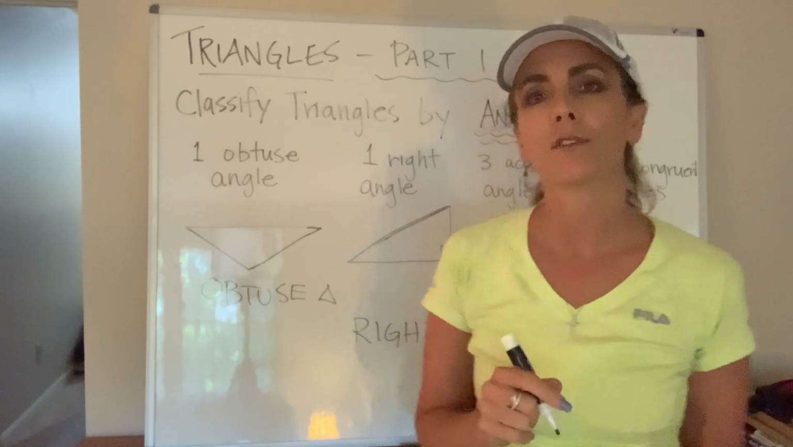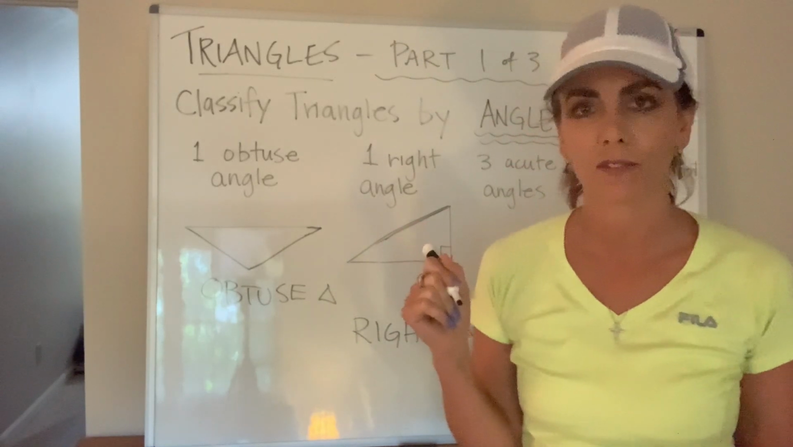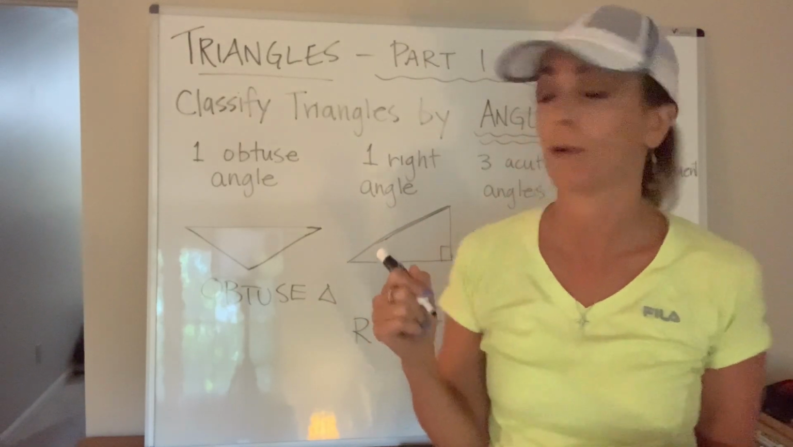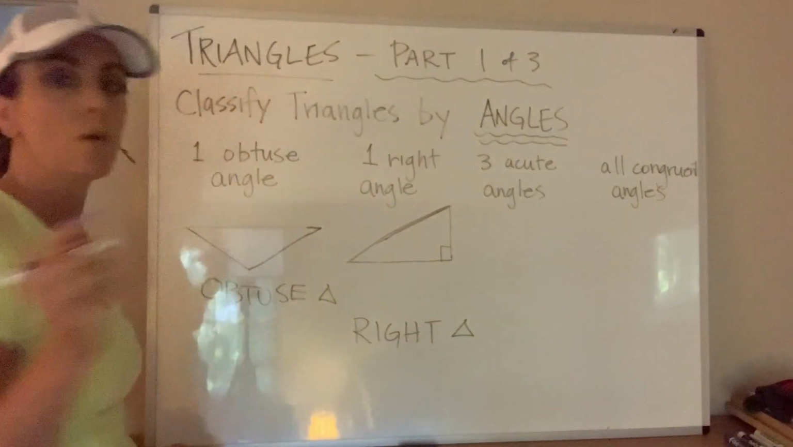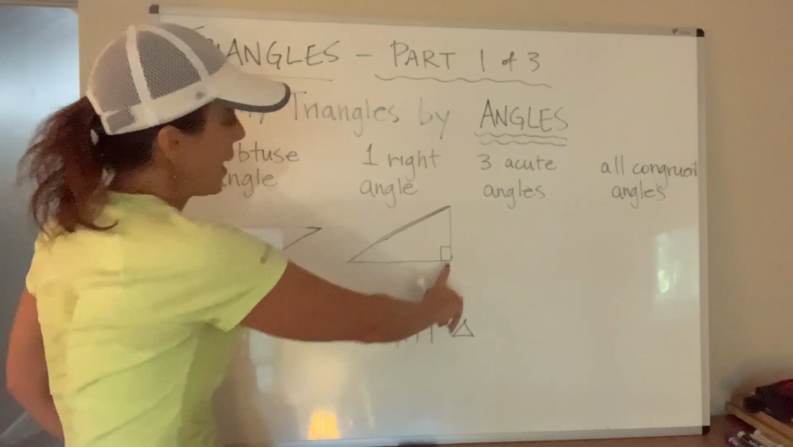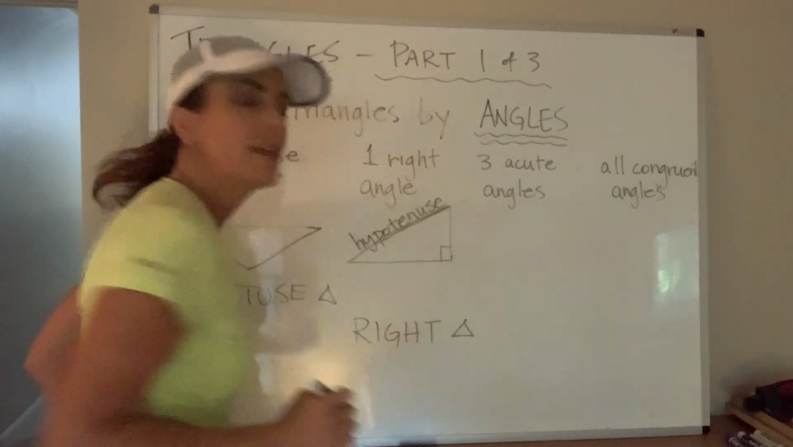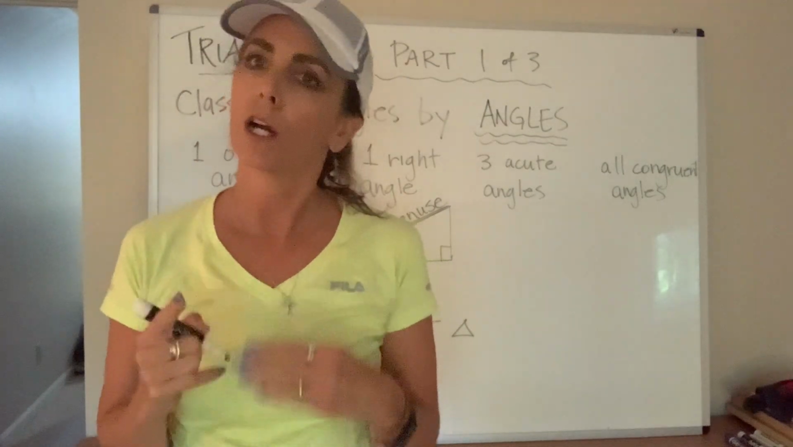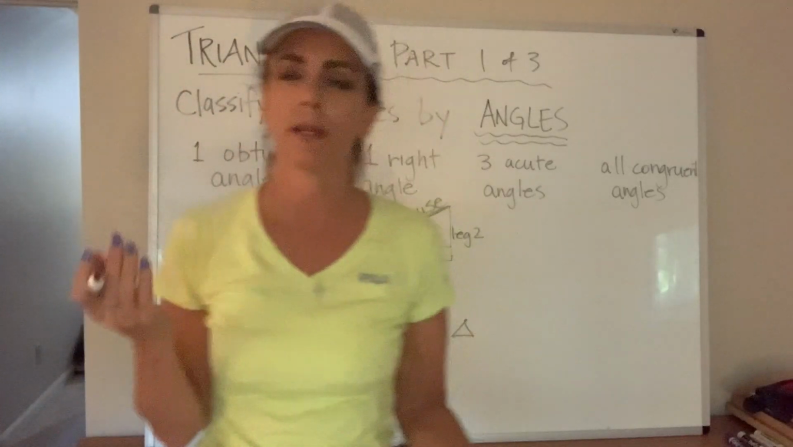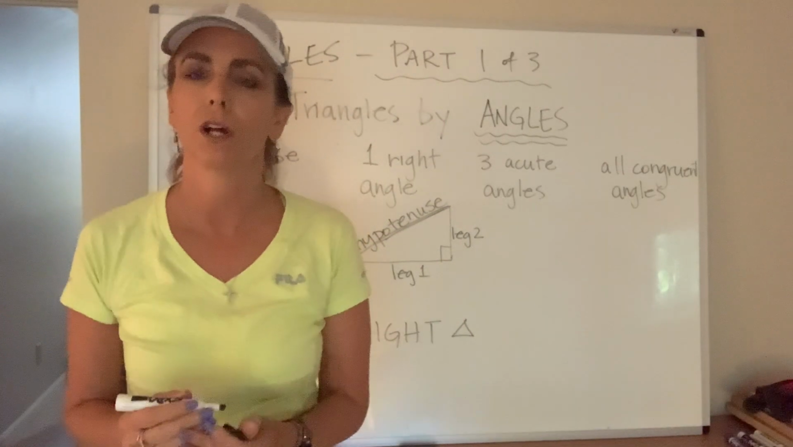Let's also talk about the names of the parts of this, because this one has different parts as well. Remember that the side opposite the right angle is called the hypotenuse. And then the sides that form the right angle are called legs. They can be the same length or different, but they're called legs.